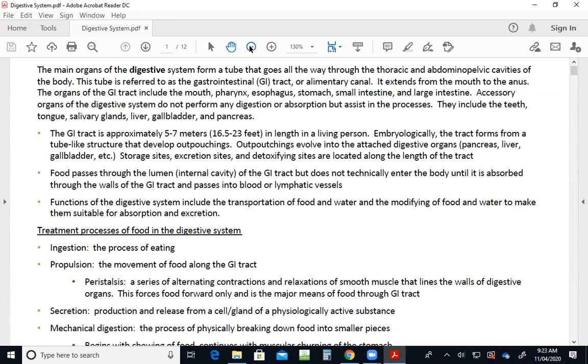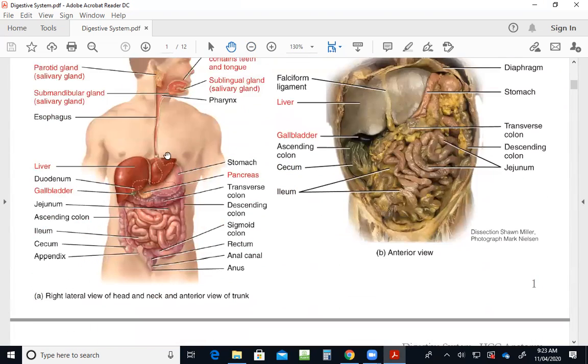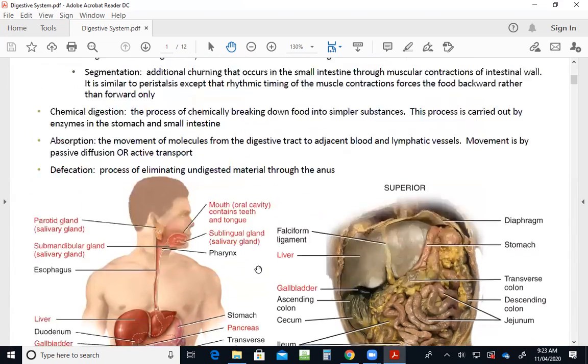We've also got what we call accessory digestive organs, which do not perform any direct digestion or absorption, but do assist in the processes. This includes your teeth, your tongue, salivary glands that surround the oral cavity of our mouth, and then three majors: the liver, gallbladder, and the pancreas. So we'll be getting into all those throughout the lecture. We'll start at the top, working through the mouth, and then moving all the way down to the anus.